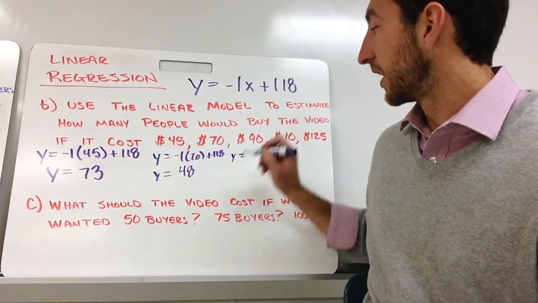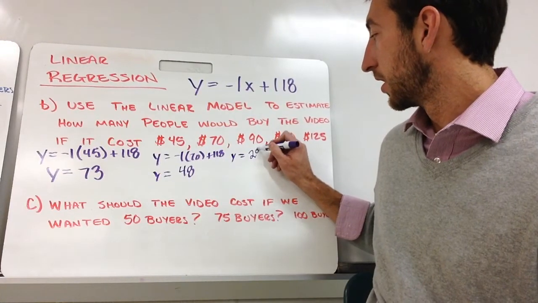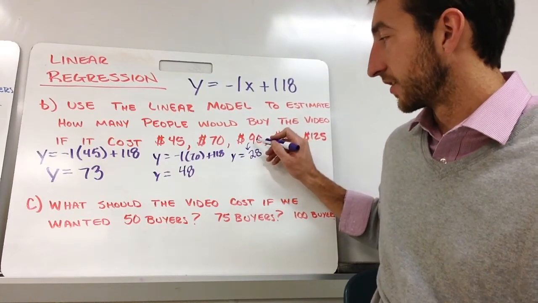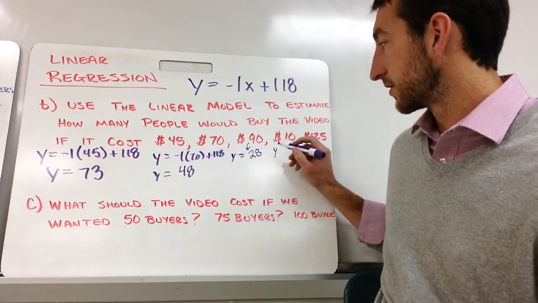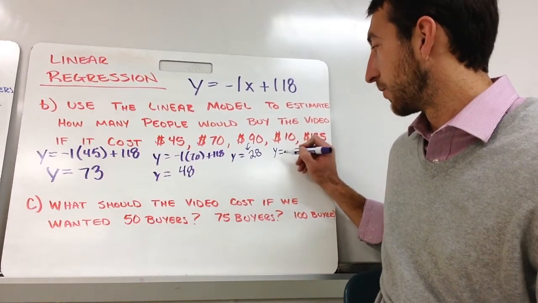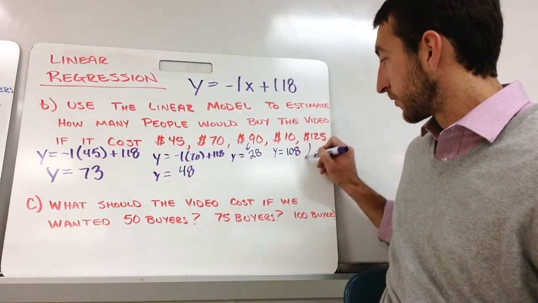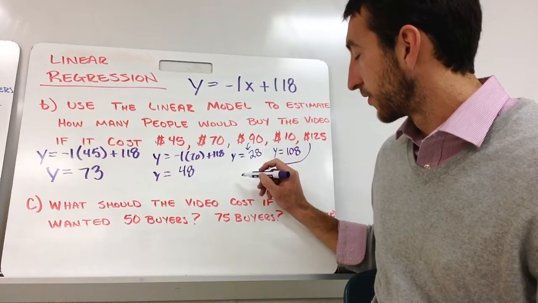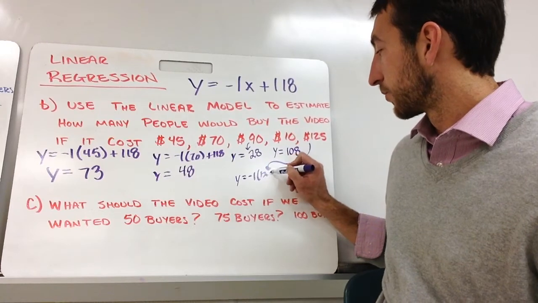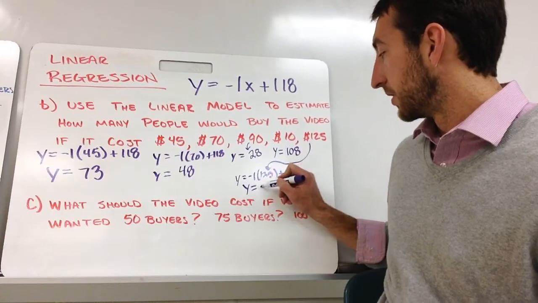Y for 90, I'll just go ahead and do that math. So that's going to be 28 if y is 90. If my x is 110, sorry, that's if my x is 90, my y is 28. And then if my x is 10, my y would be 108. And then this one's going to be a little tricky. So I've got 125, so that means I've got y equals negative 1 times 125 plus 118. So that means my y is going to be negative 7.